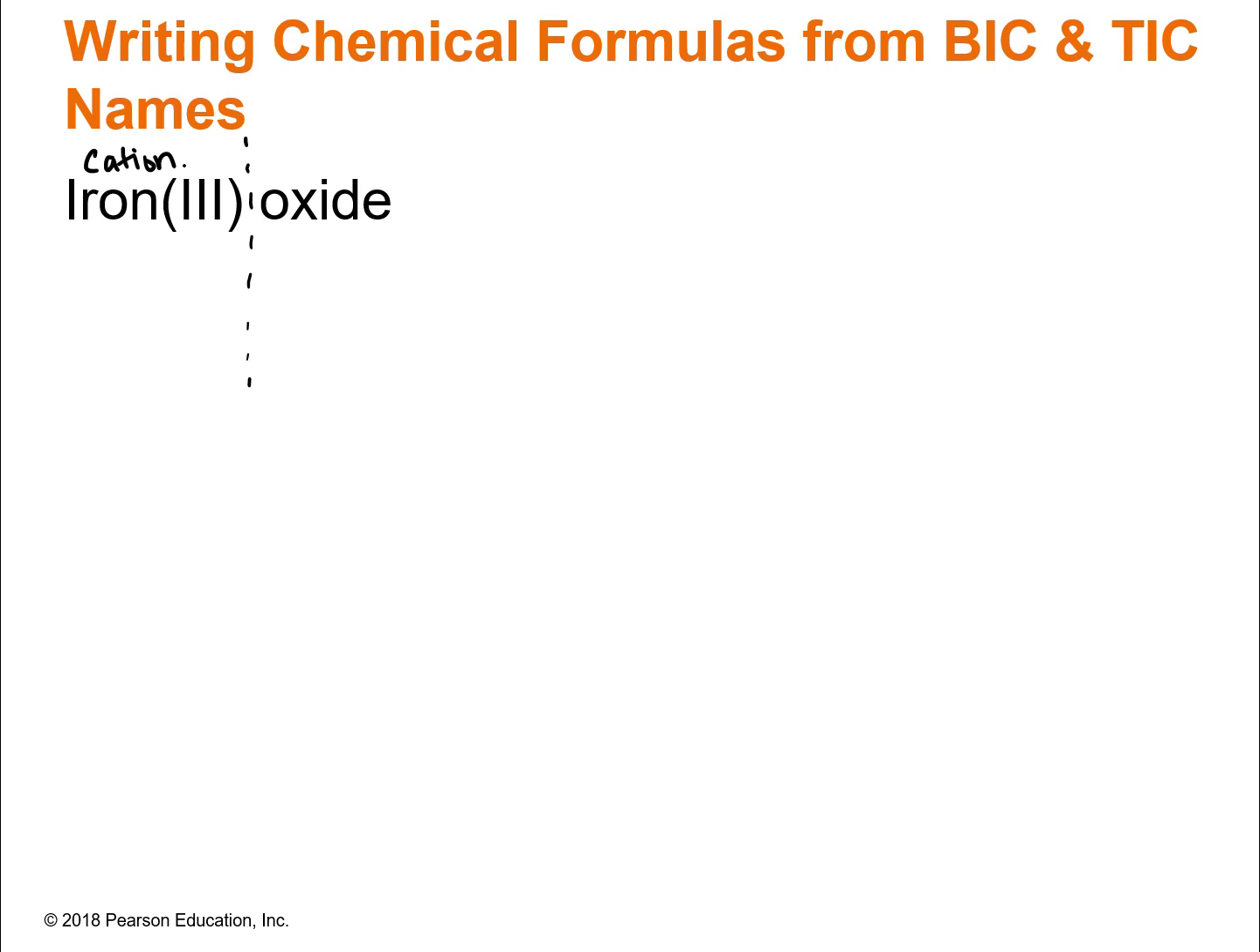The first part of the name is always the cation when we're looking at ionic compounds. One of the ways you can tell that you're looking at something ionic is because it starts with a metal and it's got the IDE at the end. So metal with IDE, you're looking at an ionic compound.